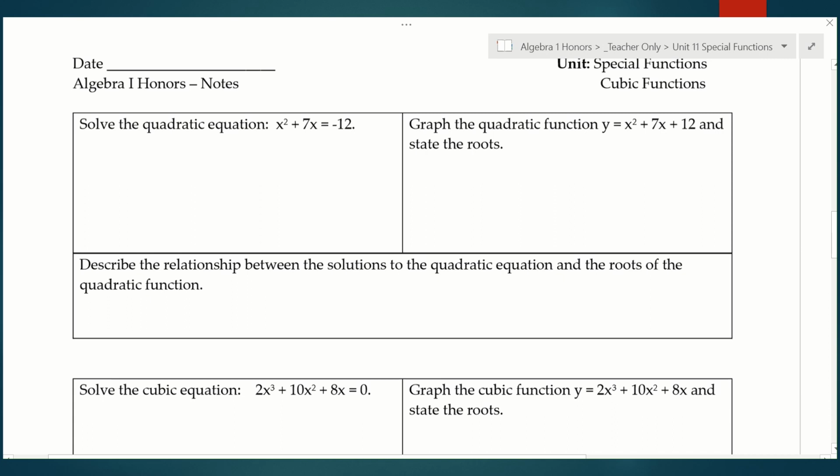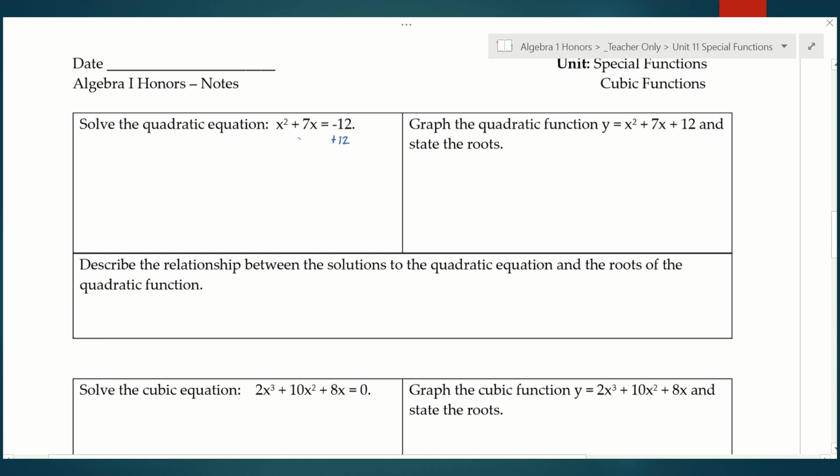algebraically. Okay, so it says solve the quadratic equation. This brings us way back to earlier in the year when we learned how to solve a quadratic equation using either factoring, completing the square, or the quadratic formula. I am going to try to solve this quadratic equation by factoring. In order to do that, I have to get everything to one side so that my equation equals 0.